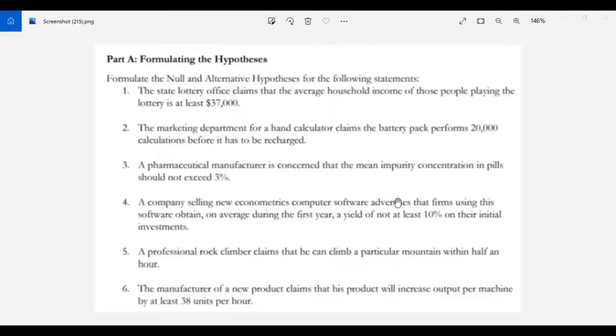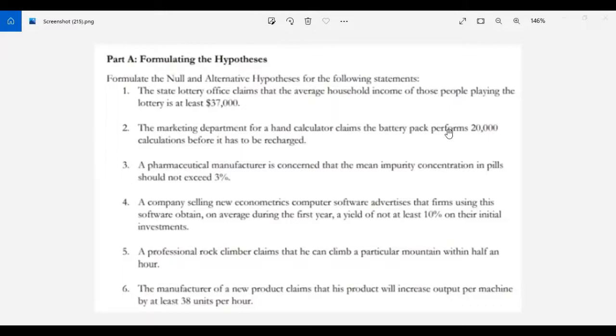Okay, so the marketing department for a hand calculator claims the battery pack performs 20,000 calculations before it has to be recharged. So who can tell me the exact word here? I mentioned performs. When you are reading and you see performs, it is giving you a clue to what? Equal to sign.